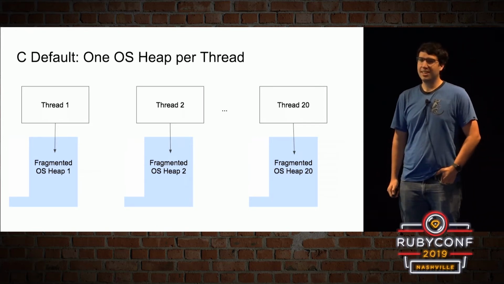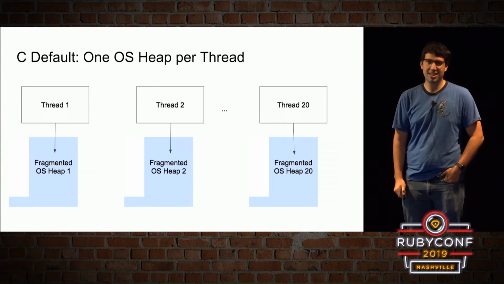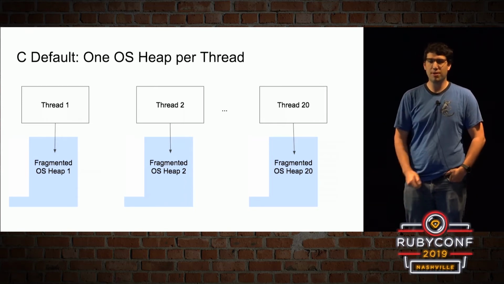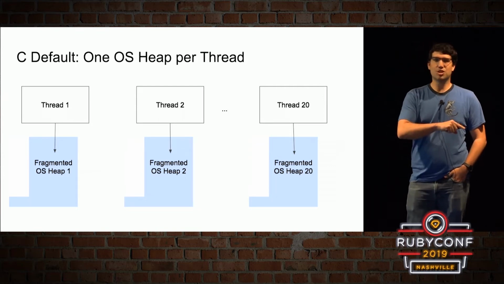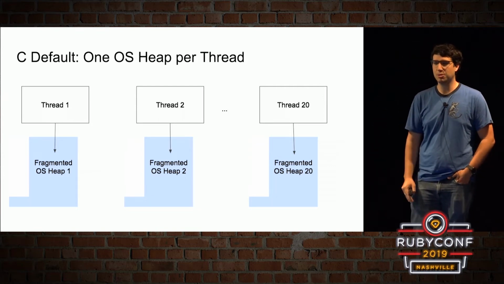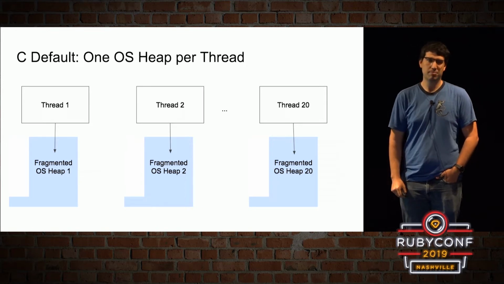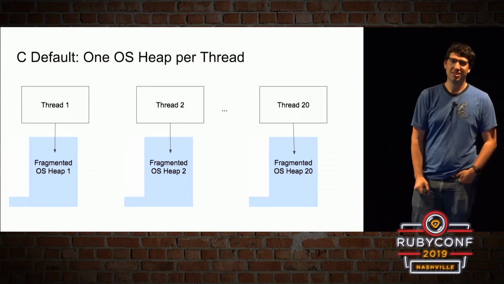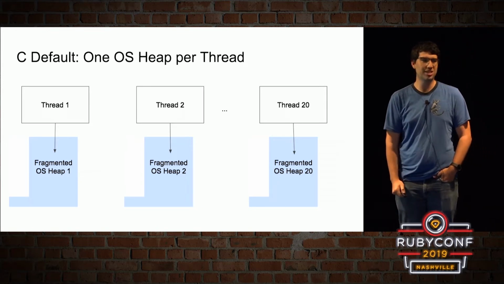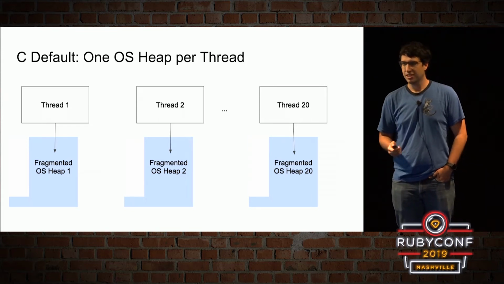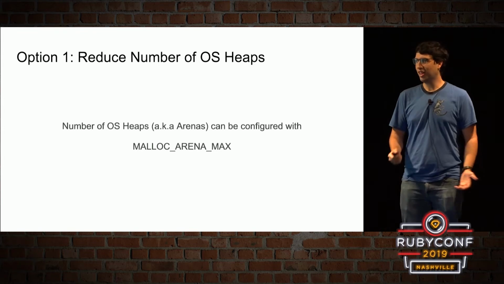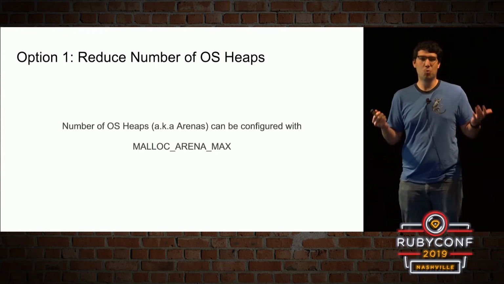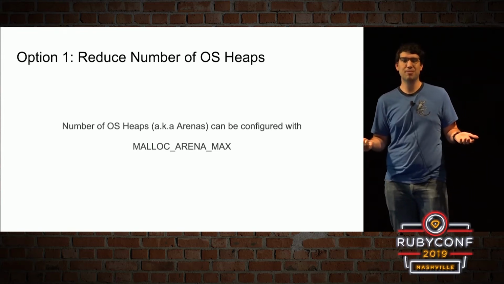And that is why we get our memory problems. That is why if you ever try to run multi-threaded Ruby, you'll see your memory go way higher than you'd possibly expect. All right, so now we know the problem. Let's actually talk about useful ways of fixing this. So, option one, let's just not have one heap per thread.